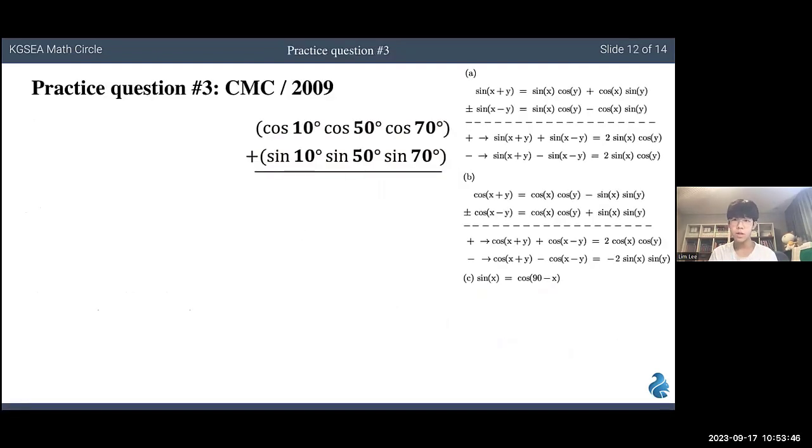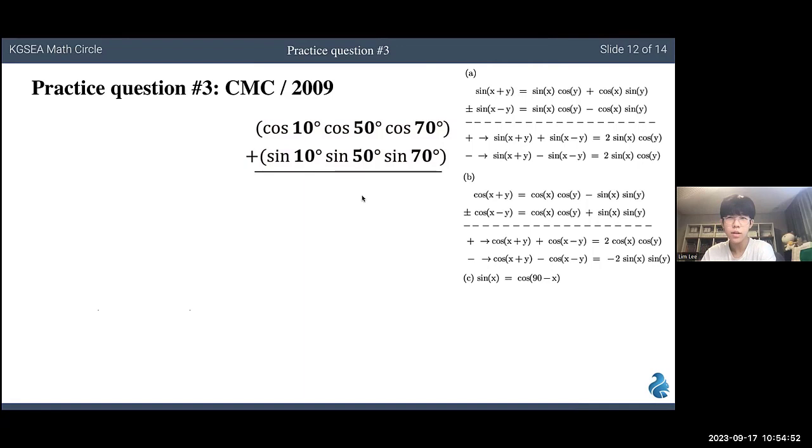This is the third practice question and is from CMC 2009. These kinds of problems come up a lot in competitive problems, and so I'll give you a few moments to read the problem and solve it. Maybe you've started your attempt already, or maybe you didn't, but I'll go over the solution now.